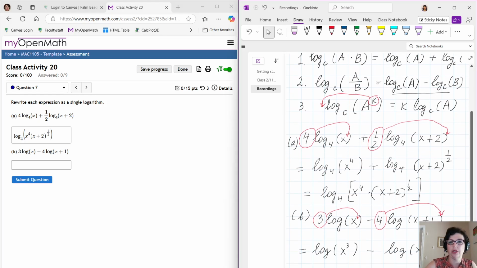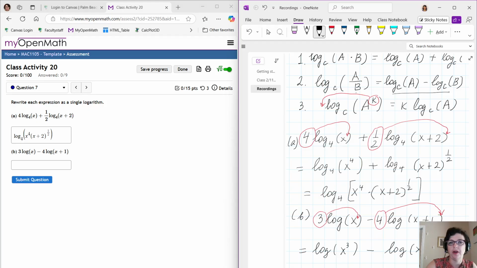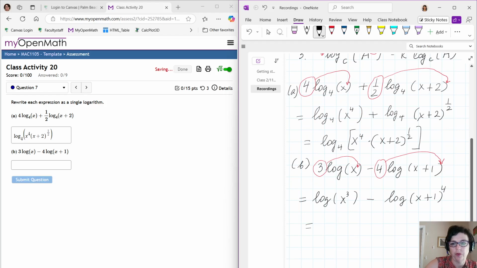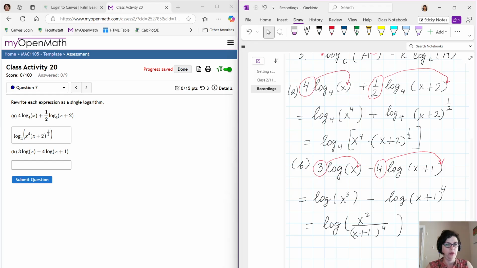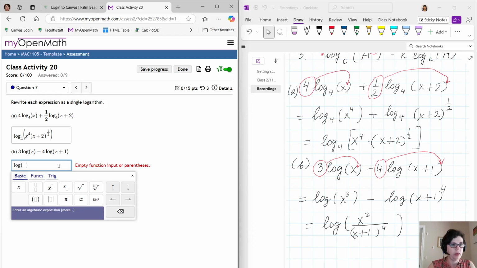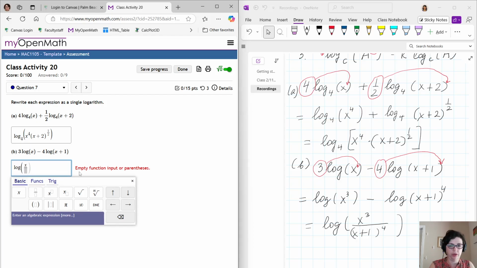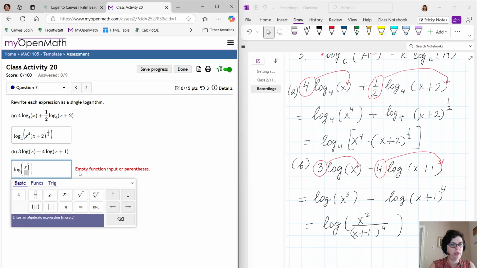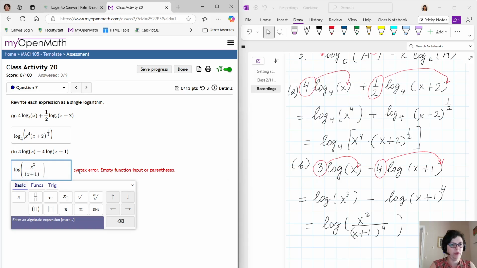Now we're going to use property number 2 again in reverse. So we can see that the difference of logs can be simplified to a single log of just the ratio of the two. So we're going to have log, and that's x cubed on the top, and then x plus 1 to the power 4 on the bottom. Okay, so let's see if we can put that in there. So I'm just going to click on the fraction. So this would be x cubed, and then this is x plus 1 to the 4th power.